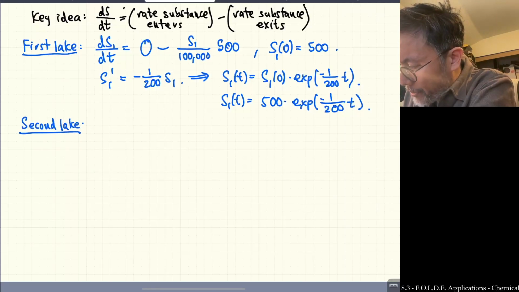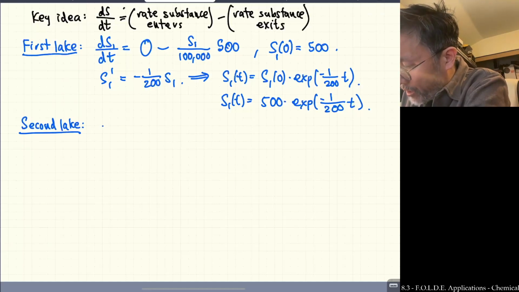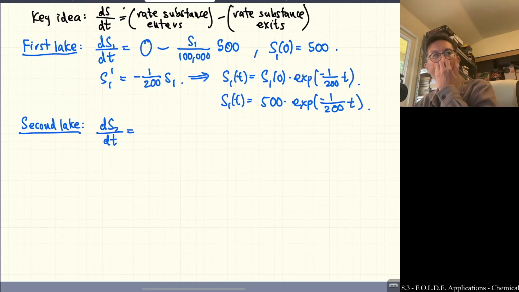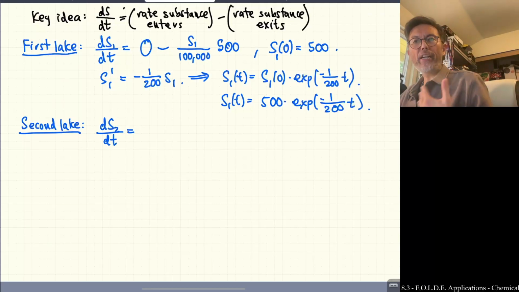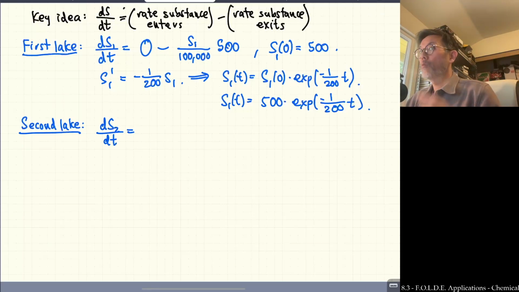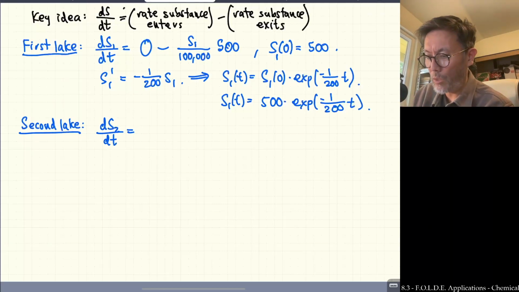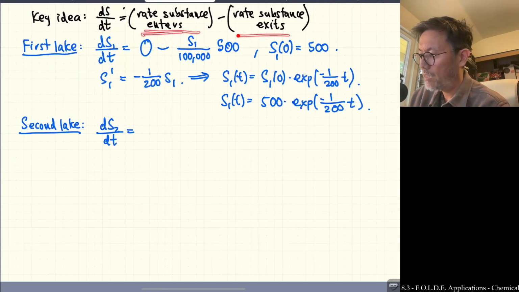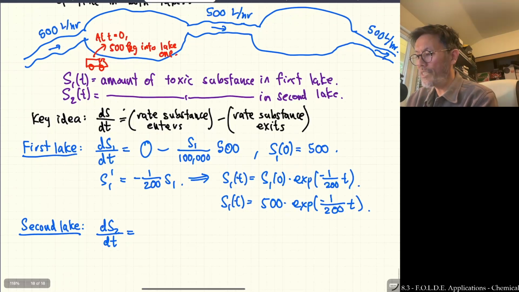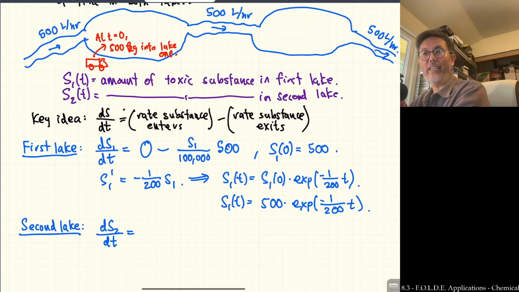So now we're going to be asking for, in our differential equation, ds2 dt, the rate of change of the toxic substance in the second lake. Okay. Well, rate in minus rate out, right? The rate that substance enters minus the rate the substance exits. I'm looking at this key idea here again.